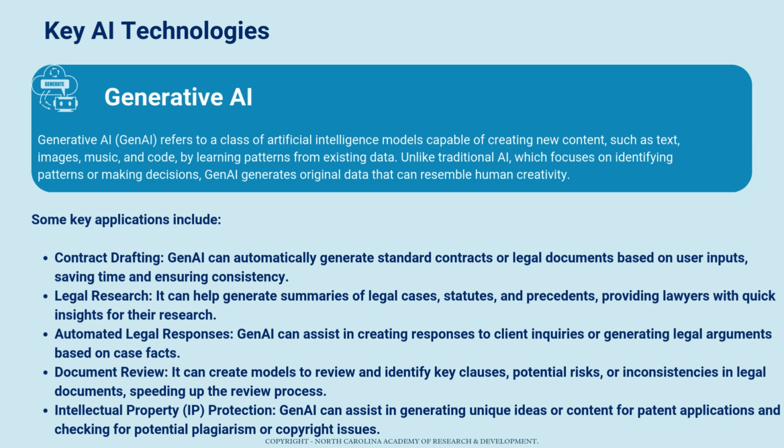Automated legal responses. GenAI can assist in creating responses to client inquiries or generating legal arguments based on case facts. Document review. It can create models to review and identify key clauses, potential risks, or inconsistencies in legal documents, speeding up the review process. Intellectual property, IP protection. GenAI can assist in generating unique ideas or content for patent applications and checking for potential plagiarism or copyright issues. Generative AI in law enhances efficiency, reduces manual effort, and aids in creating high-quality legal content quickly.